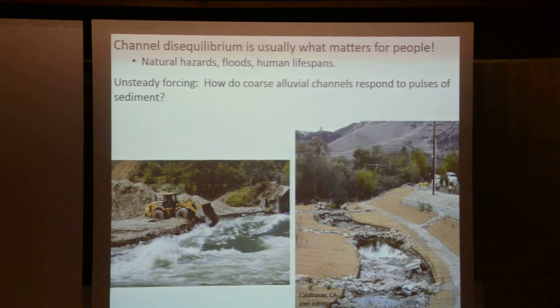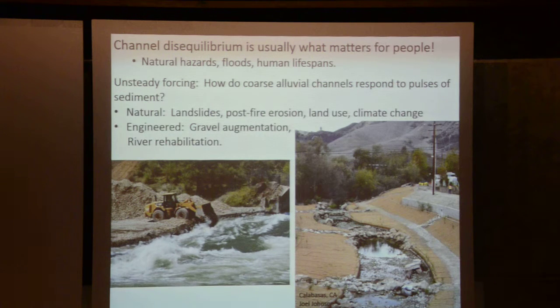So to zoom in on disequilibrium conditions a little bit more, what I'm really going to focus on is these experimental and idealized pulses of sediment. So disequilibrium conditions with respect to supply from upstream. And we do get supply variations that naturally occur due to events like landslides, wildfires, land use. And of course, we also use them in engineered systems, including for gravel augmentation.